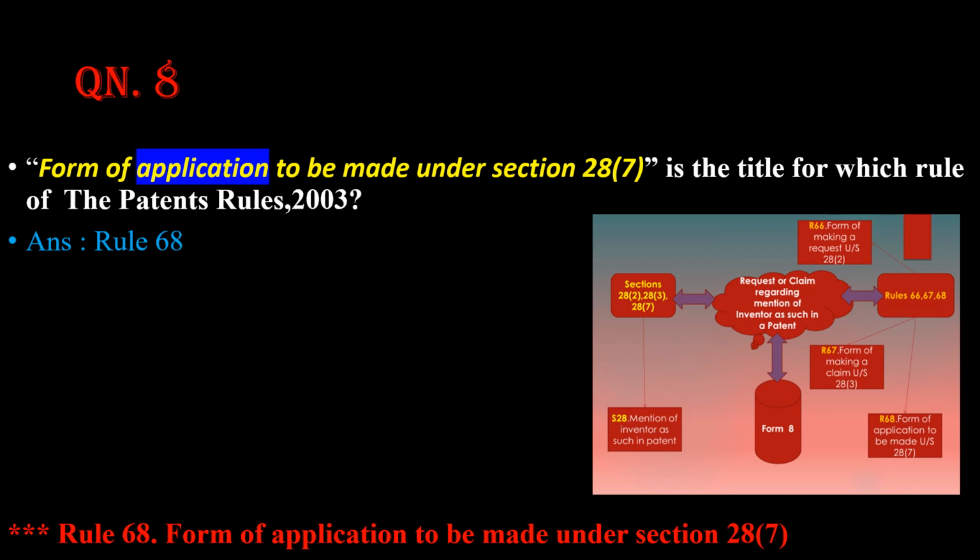Question number 8. Form of application to be made under section 28 subsection 7 is the title for which rule of the Patents Rules 2003? The answer is rule number 68. And what is the title here? Form of application to be made under section 28 subsection 7. Rule number 68, form of application to be made under section 28 subsection 7. When you repeat the same statement 3 times, automatically you will remember it and cannot forget.